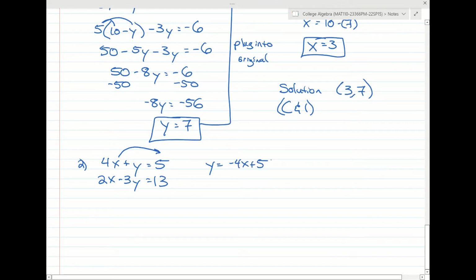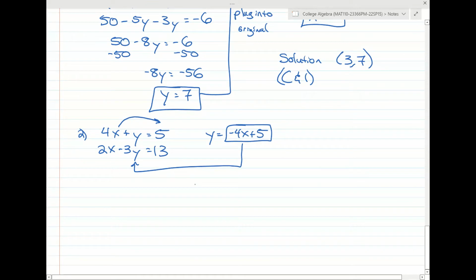Now we're all ready to go. Some of these problems you just have to do a little bit of work to get started. But if y is equal to -4x plus 5, we just plug that into the other equation and everything's the same as before. So this would just be 2x minus 3 times (-4x plus 5) is equal to 13. And it's off to the races, right? Just distribute, isolate, and we'll get the answer.